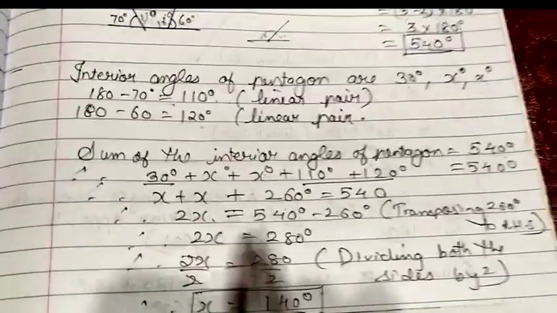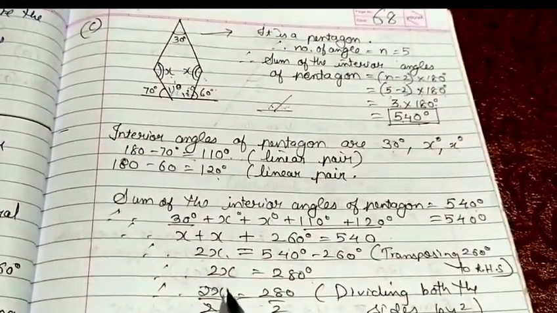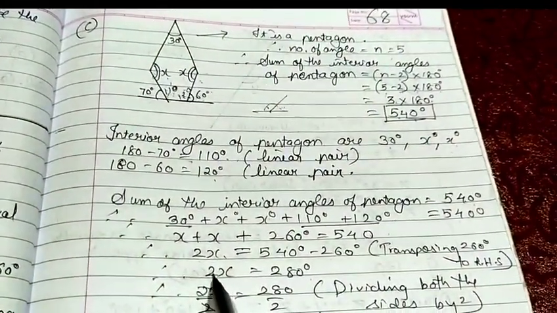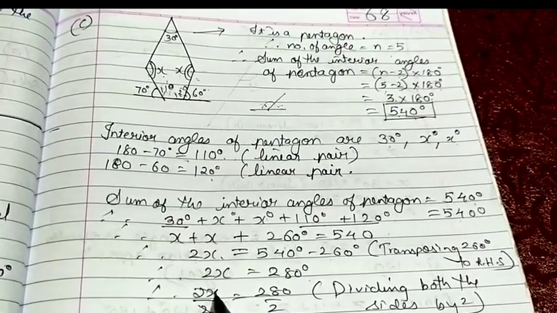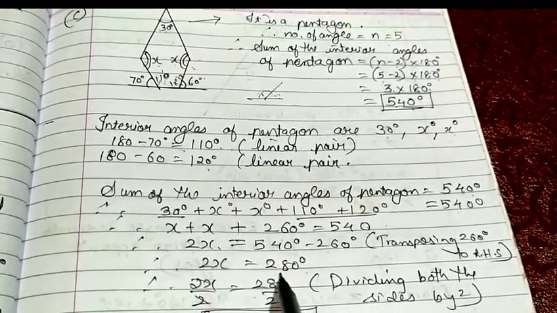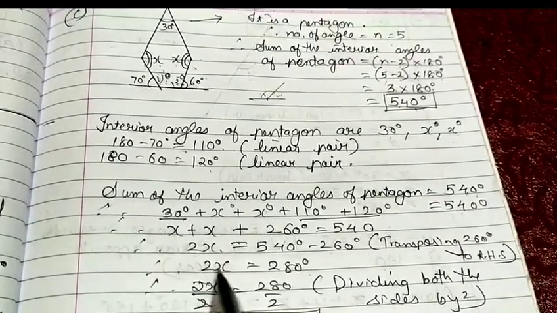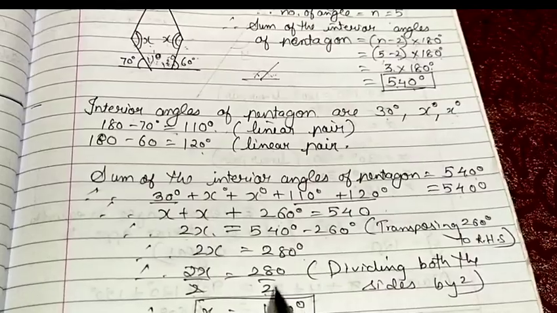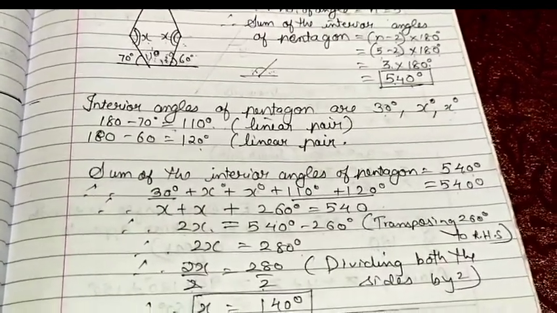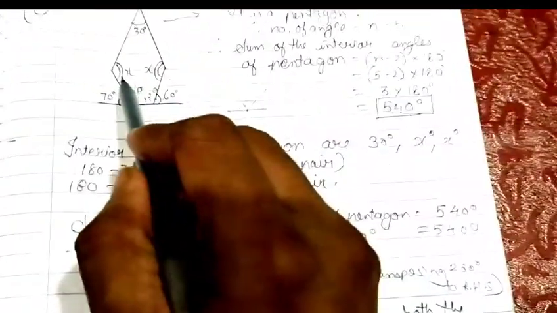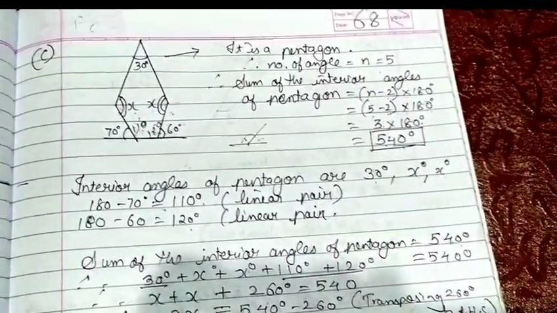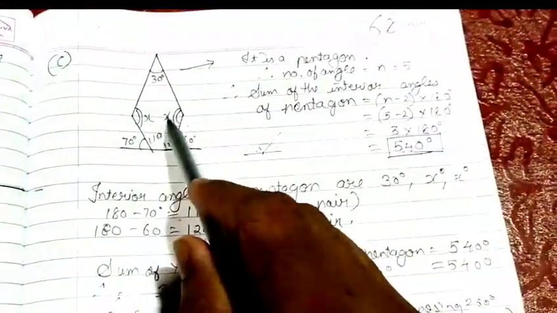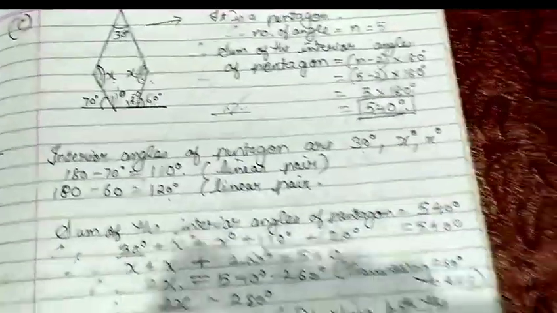Now as we need to find the value of x, and here 2 is there, I have to eliminate this 2. So I have to divide 2x by 2. Whatever I do on the left, the same you have to do on the right. So 2x divided by 2 and 280 divided by 2. So 2 and 2 will get cancelled. That means 280 divided by 2 gives 140. So the value of x is 140. So here 140 and here also 140 will come. And 140 plus 140 is 280. Then if you add the rest of the angles, you will get 540.